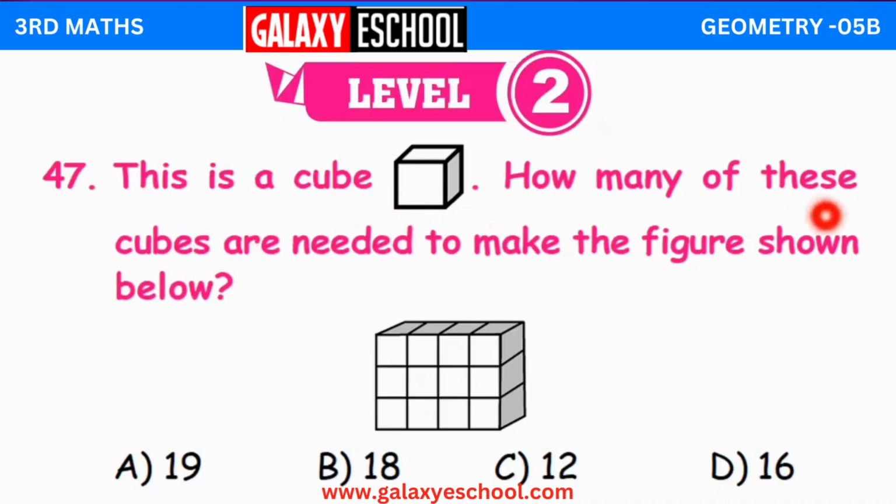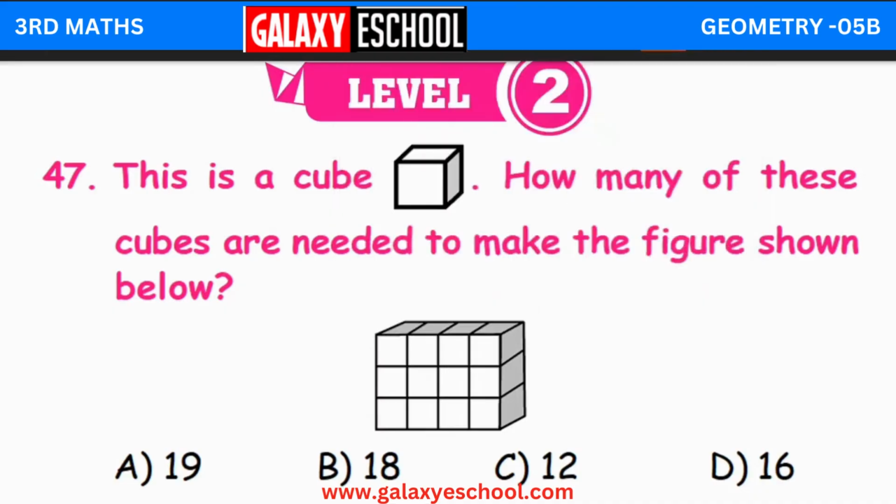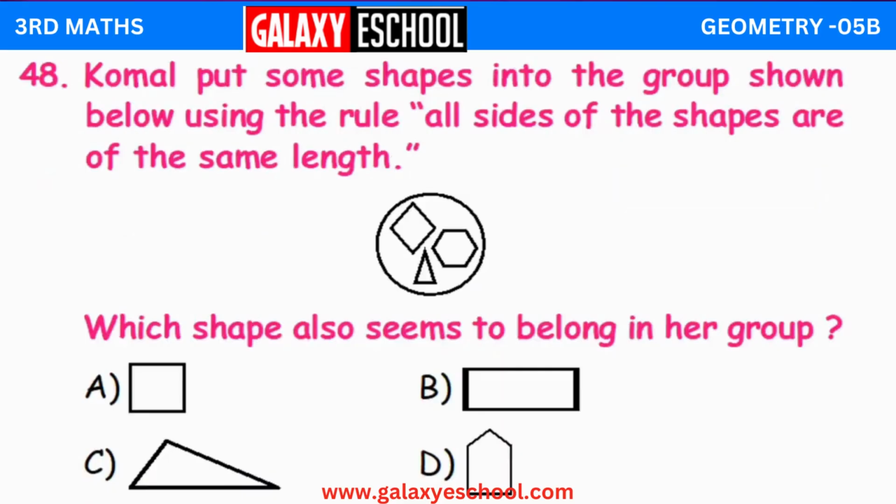Now coming to question 47. This is a cube. How many of these cubes are needed to make the figure shown below? Yes, we have already discussed a similar question in the previous class. Yes. So this is 1 cube, 2, 3, 4, 5, 6, 7, 8, 9, 10, 11 and 12. So what are the total number of cubes that we use to make this figure? 12. So option C, 12 becomes our correct answer.